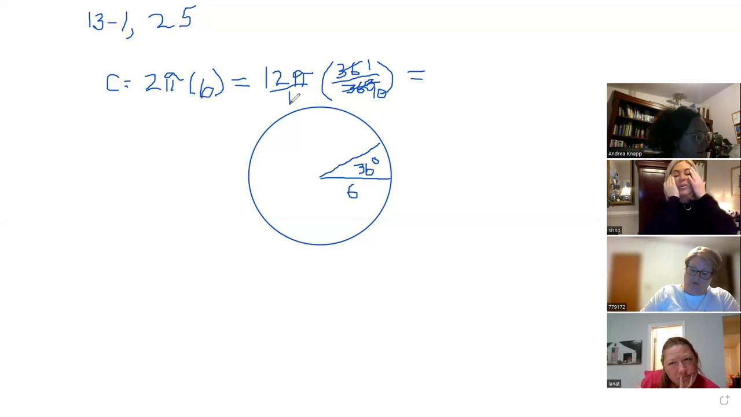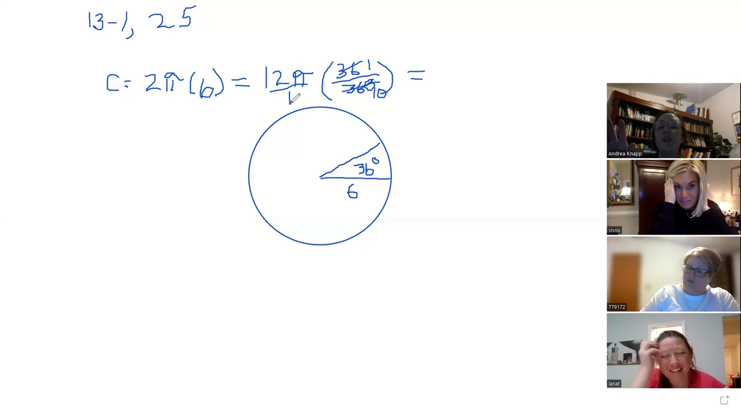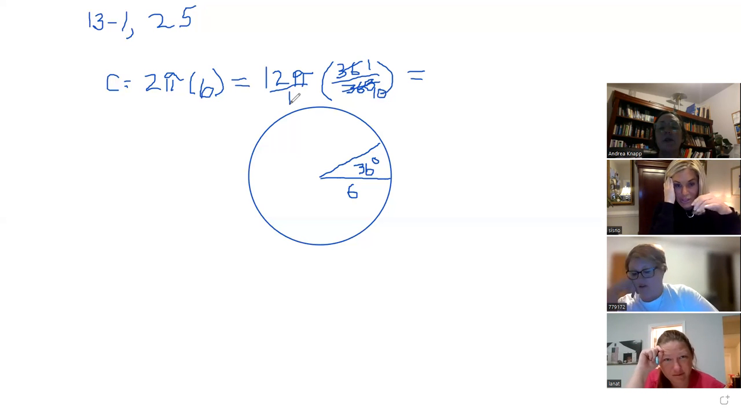Wait. How did you, I'm sorry, how did you know that you needed to divide 36 into 360? Because I'm getting the fraction of the full circle. So a full circle is 360 degrees, and the arc that we're given is 36 degrees. So we just take 36 over 360.